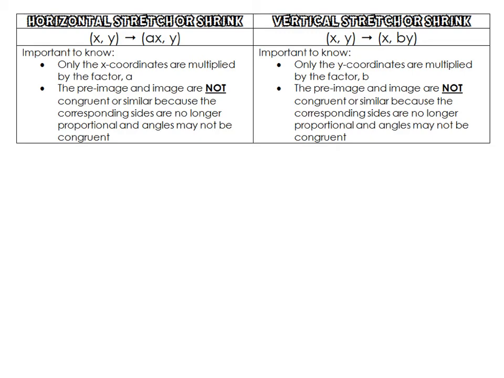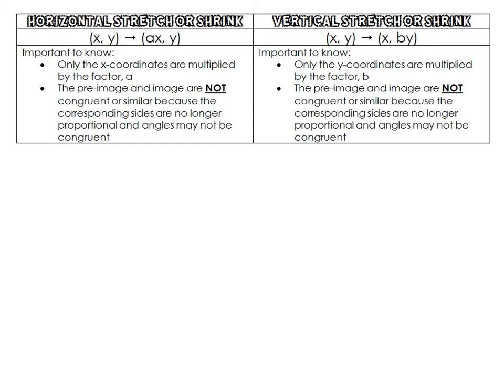Okay, so the first one is we can horizontally stretch or shrink it. Remember, horizontal will be left and right, which is going to affect the x. So the image will not get any taller, but it'll get either wider or it'll get narrower. The rule in coordinate notation is xy maps ax comma y. You can use any variable. It doesn't have to be a. If you want to stick with k, you can do that. It's just there's going to be some number there, and only the x coordinates are going to get multiplied by that number. Okay, so that's the first thing under important to know. The other thing is that the preimage and the image will not be congruent. They will also not be similar.